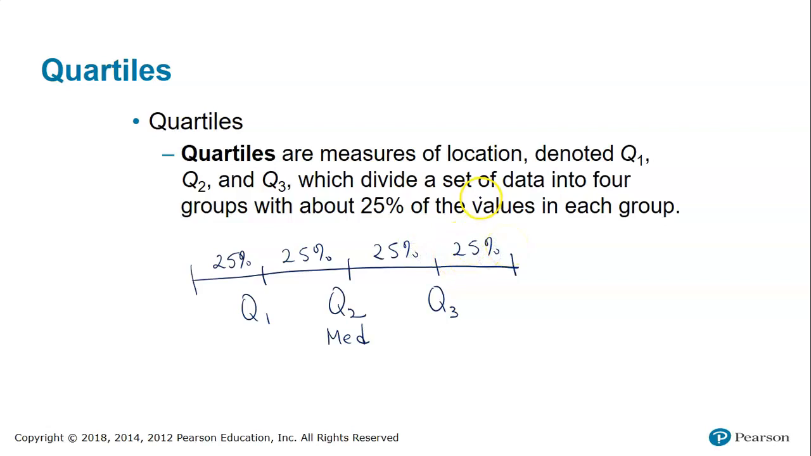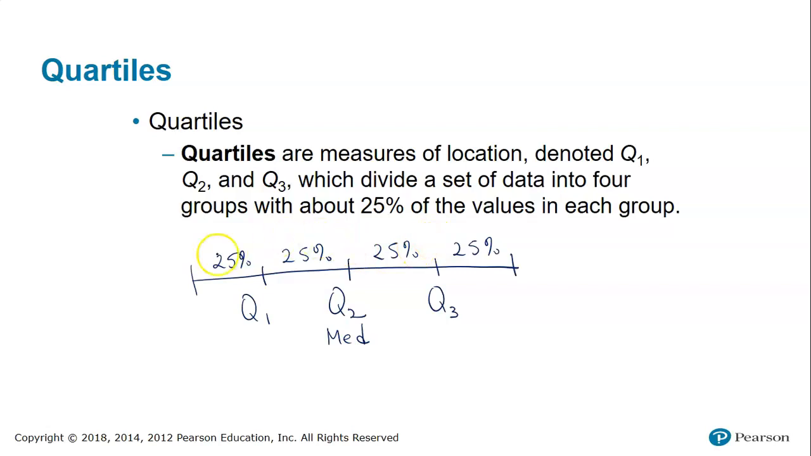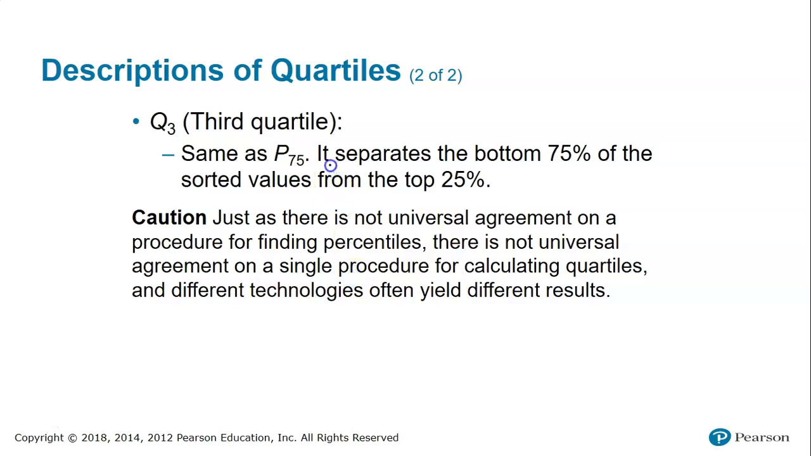Okay, so the first quartile is the same as the 25th percentile, and it divides the bottom 25% from the top 75. And you can kind of see that here. You've got the 25 and the 75. The second quartile is the same as the median. It separates the bottom 50% from the top 50%. And the third quartile is the same as the 75th percentile, and it separates the bottom 75% from the top 25%.